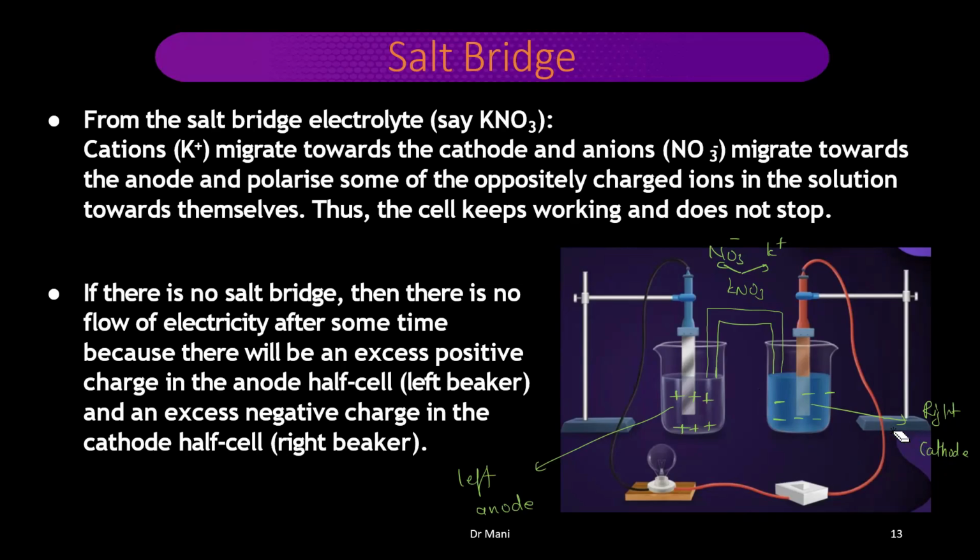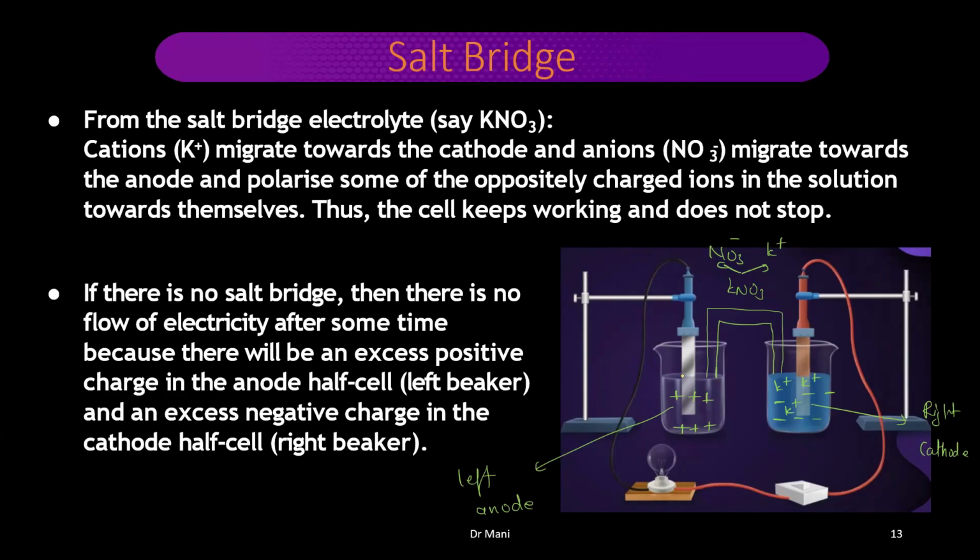Is this clear? So cations migrate towards the cathode. So K plus is moving towards the cathode, and anions are migrating towards the anode. So they are migrating towards here, and polarize some of the oppositely charged ions in the solution. Suppose you will find the minus ions here. That will be balanced by the K plus. So K plus will come here and balance these negative charges, and here the NO3 comes and balances them.